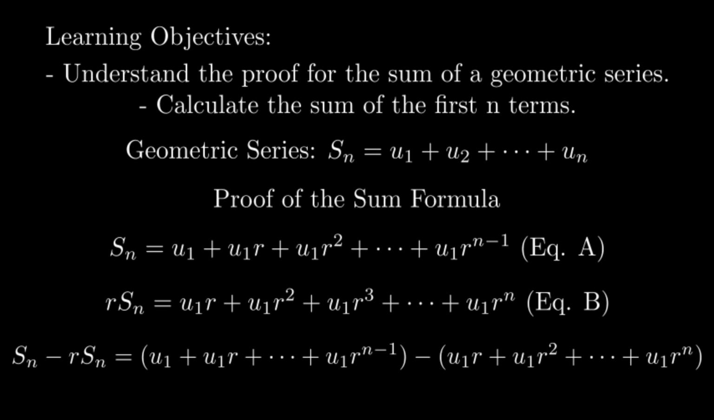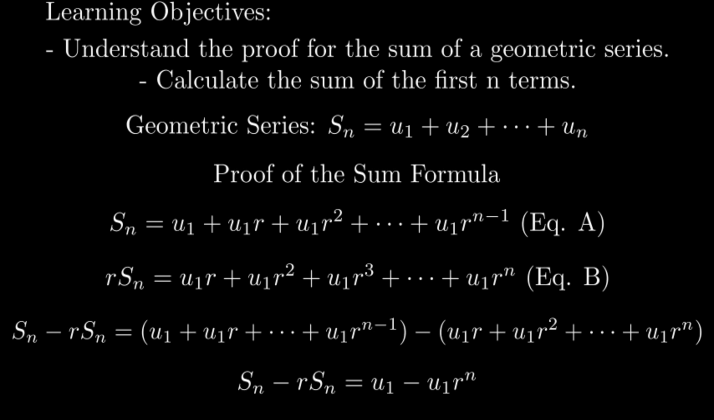Notice that the u sub 1 r term cancels. The u sub 1 r squared term cancels. In fact, all the middle terms cancel out. The only terms that don't cancel are the very first term from equation A, which is u sub 1, and the very last term from equation B, which is u sub 1 r to the n. So the result is u sub 1 minus u sub 1 r to the n.